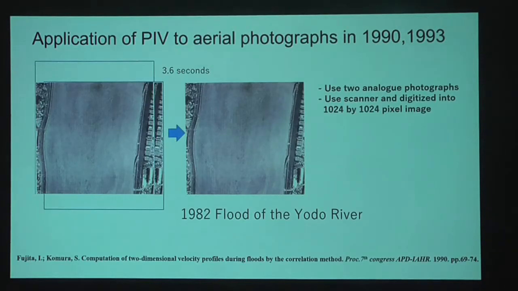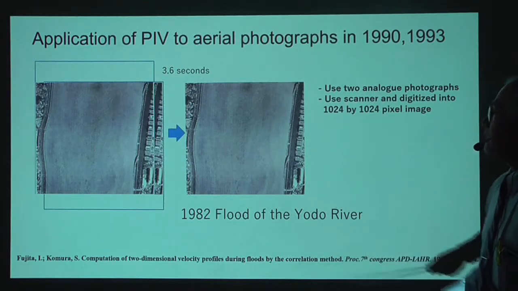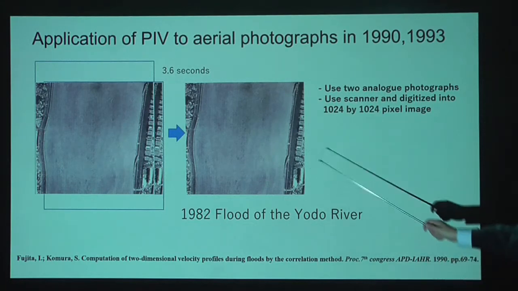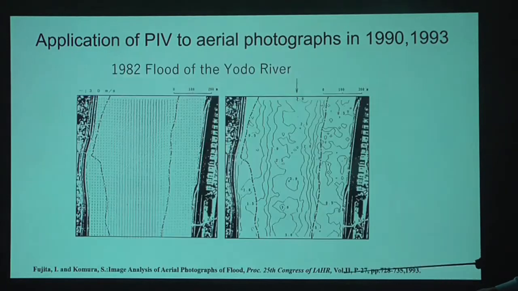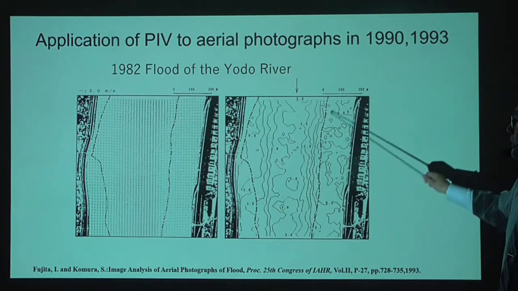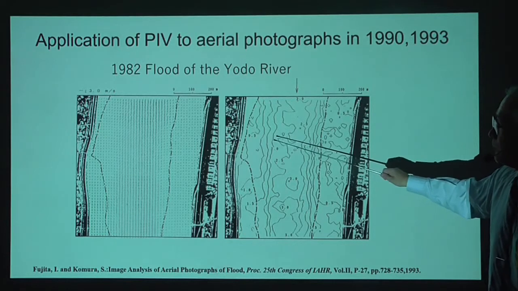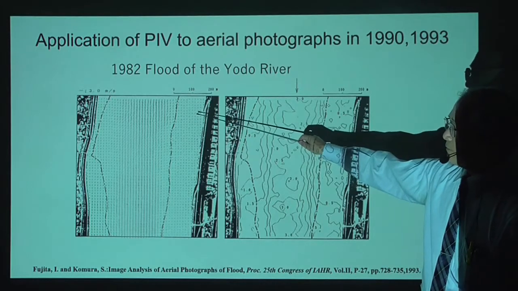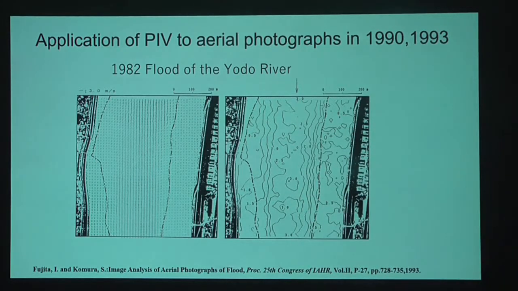After that, I tried PIV on aerial photographs in the 1990s. This is a photograph of a flood, taken 3.6 seconds apart. This is actually a film, and I applied PIV with background image stabilization and obtained the surface velocity distribution very beautifully. You can see that there is a strong flow in the middle of the channel, and on the floodplain the velocity is decelerated.